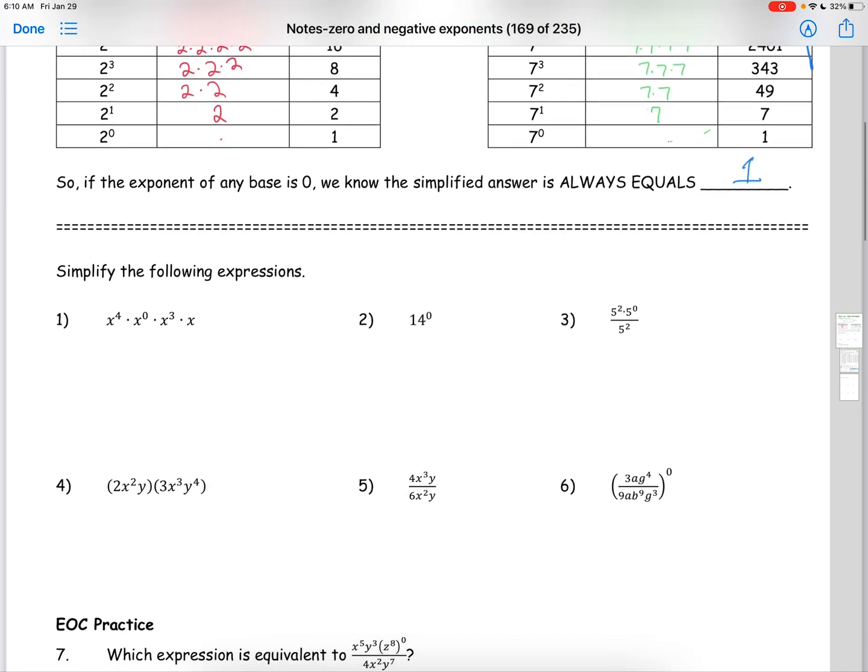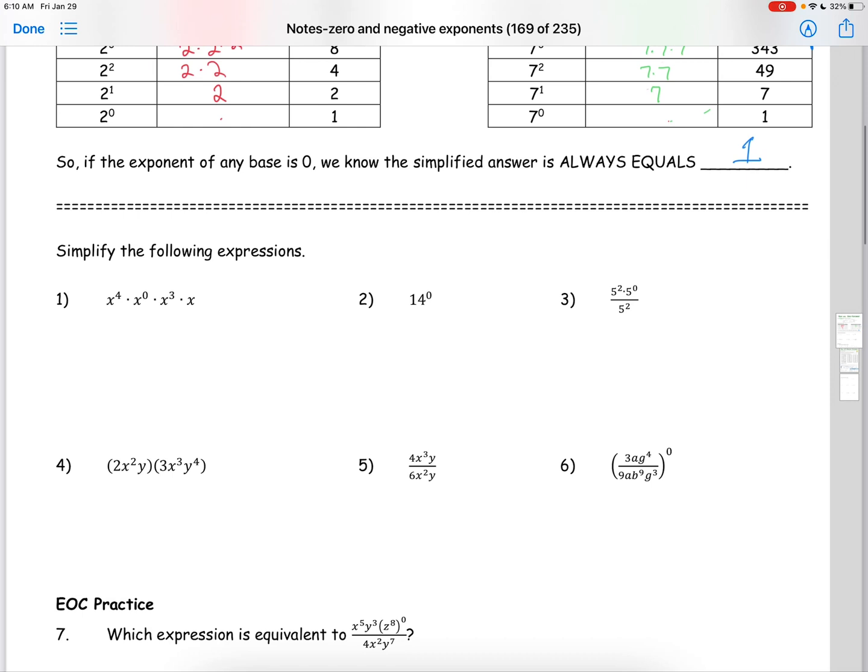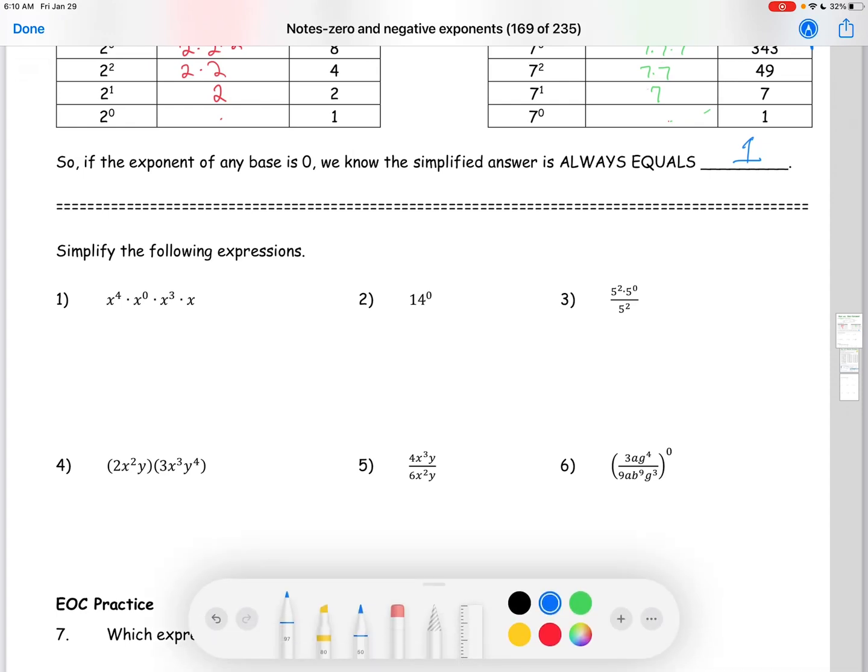So when we look at these examples, it says simplify the following expressions. Now, we know the previous rules, so we're going to keep them in mind. We're not going to forget about them. So when we look here at x to the fourth times x to the 0 times x to the third times x, this x to the 0 is automatically 1. And we know x to the fourth times 1 is just x to the fourth. So we can rewrite this as just x to the fourth times x to the third times x.